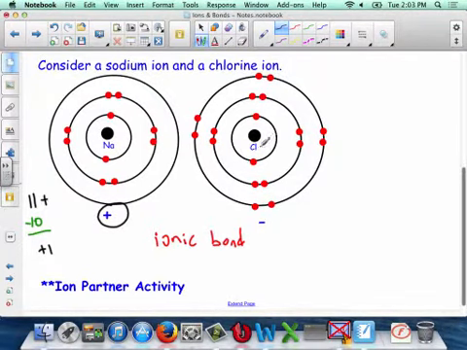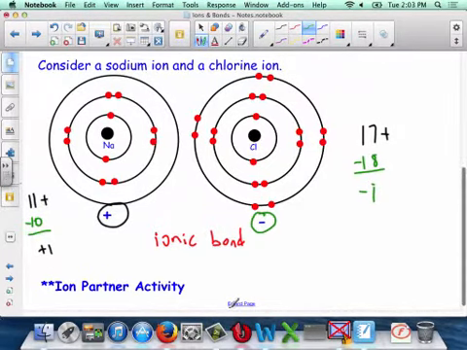If I look at chlorine, what was the number of protons for chlorine? So it's 17 protons. How many electrons after the bond? So what's 17 minus 18? -1. So we say that chlorine has a negative charge. So that will help you understand this ridiculous comic.